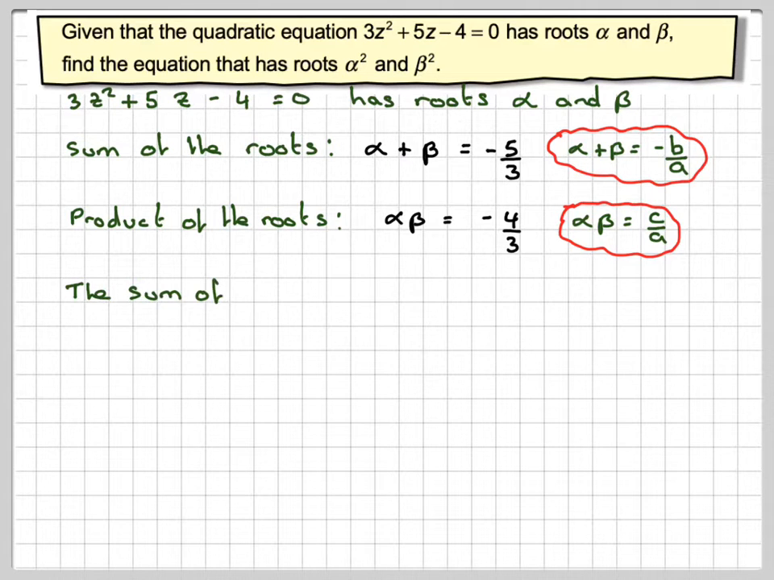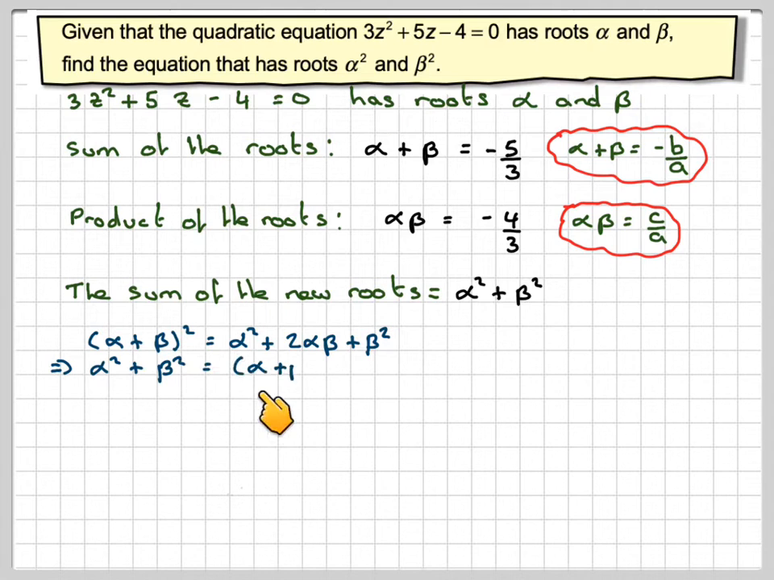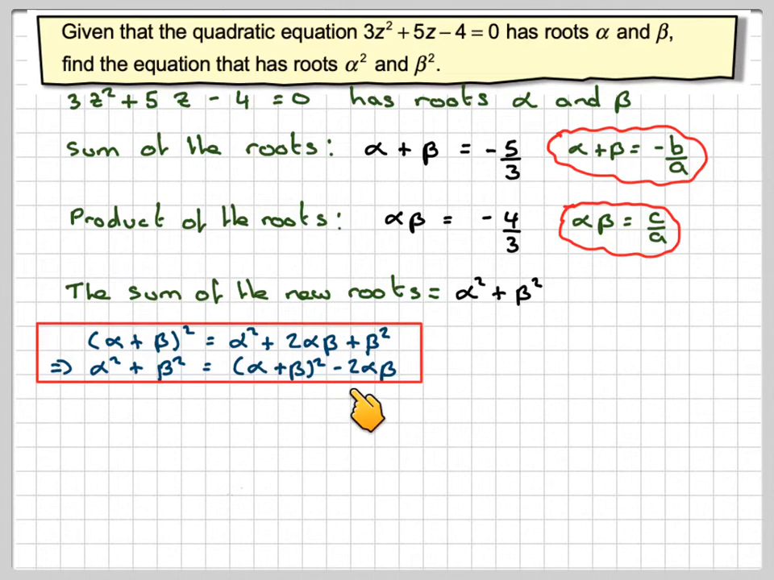Right, so we want the sum of the new roots. So the sum of the new roots is going to be alpha squared plus beta squared. So we need an expression. Can we rewrite this in terms of this? Well, we know that alpha plus beta squared is alpha squared plus 2 alpha beta plus beta squared. If we rearrange this, we get alpha squared plus beta squared is alpha plus beta squared minus 2 alpha beta. So we can say that this is going to be alpha plus beta squared minus 2 alpha beta.